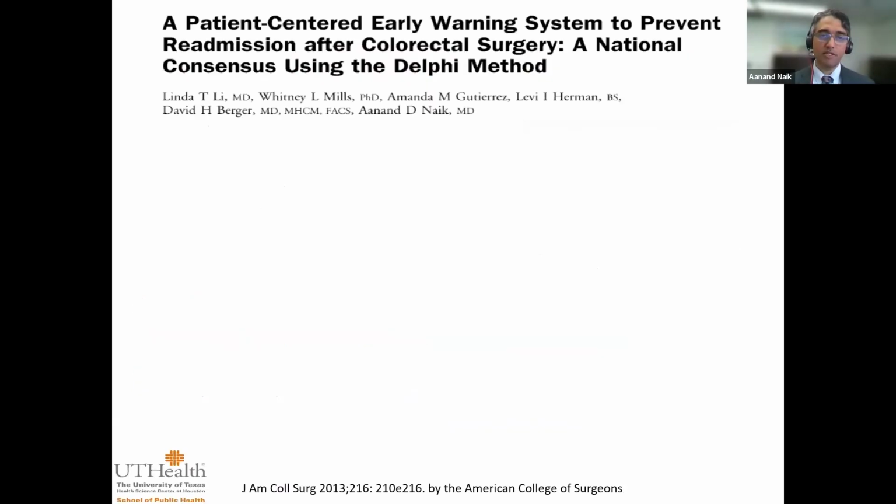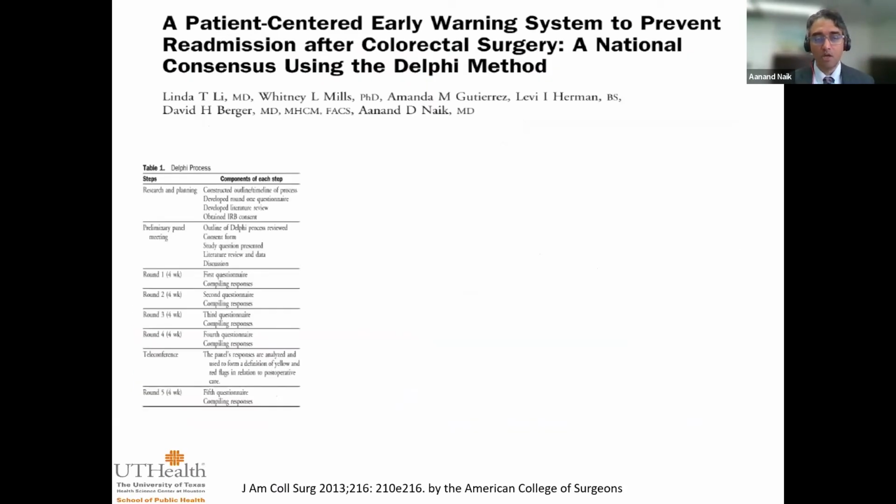So what we did next was we did another study at the same time. We actually got together a Delphi expert panel. This was an expert panel of surgeons, colorectal surgeons, general surgeons who did a lot of colorectal surgery, surgical oncologists who were doing abdominal surgeries. And we had them convene. We had them first come to a national meeting and meet in person. And then we did successive rounds of expert panel asynchronously by email. And then we closed it off with a virtual teleconference.